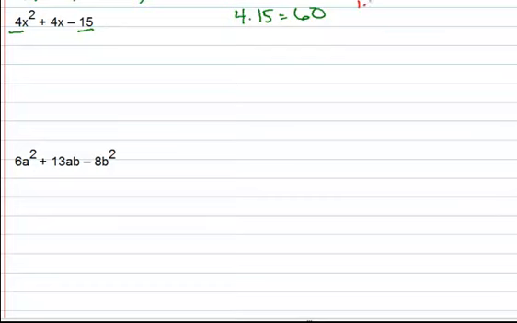So 1 times 60, 2 times 30. Your biggest enemy here is getting lost, and that's one of the reasons why I tell you just to go right in order. 3 times 20, 4 times 15, 5 times 12, 6 times 10, 7 doesn't work, 8 doesn't work, 9 doesn't work, we're back to 10, and so we've gotten every single possible set of factors.